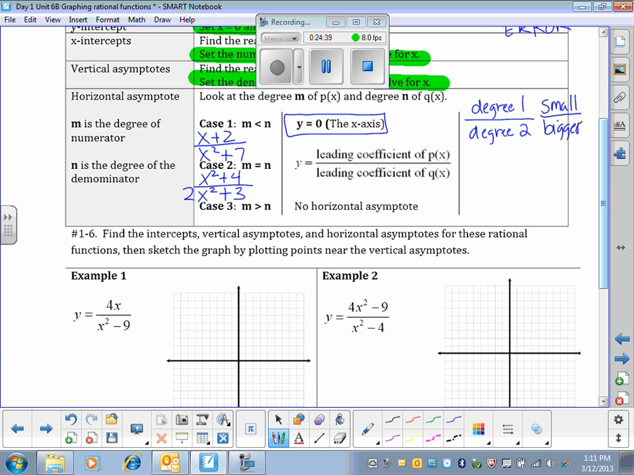All right. So the degree over here, what's the degree on the top one? 2. And what's the degree on the bottom one? 2. These are equal to each other, right? If that's true, then you look at the coefficient of the first one over the coefficient of the second one. The coefficient of the top is 1, so my asymptote would be 1 over 2, or 1/2. So when they're equal, you do it like that.